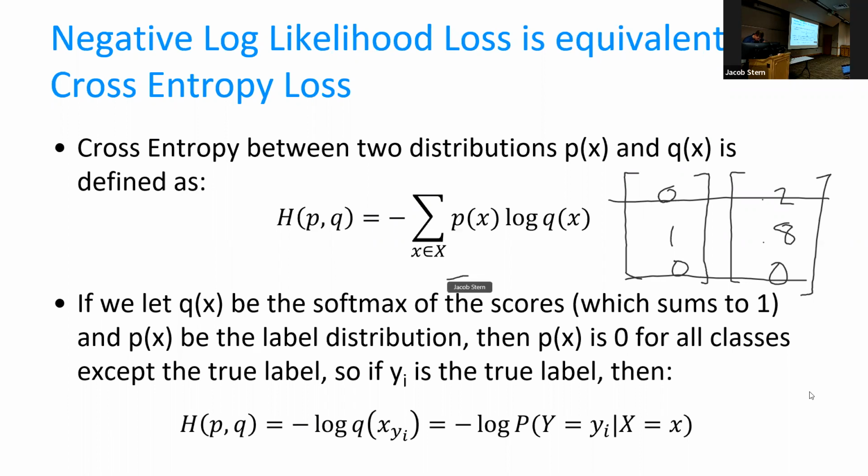negative sum of y_i times log. Okay, this pen is not working very well. But times the log of the predicted probability for the true class. Does someone want to try explaining that back to me in their own terms?